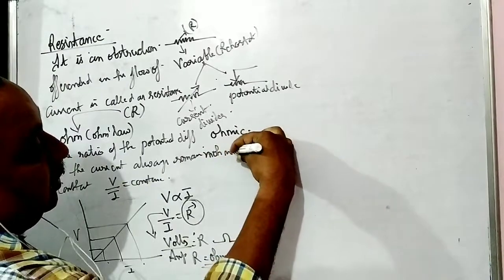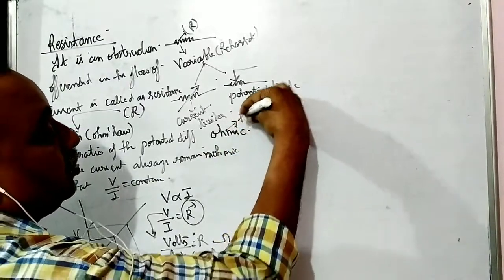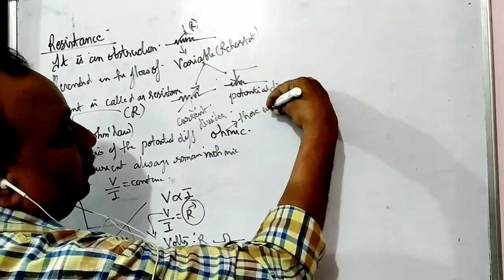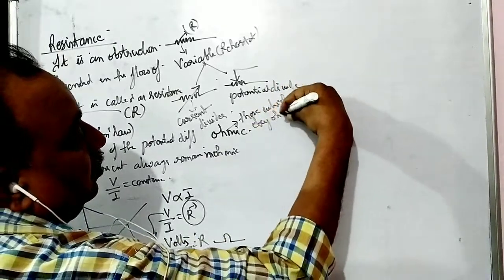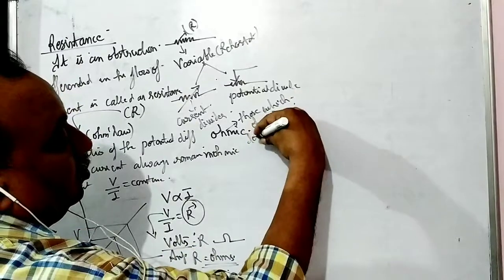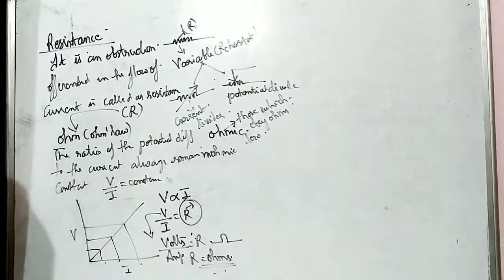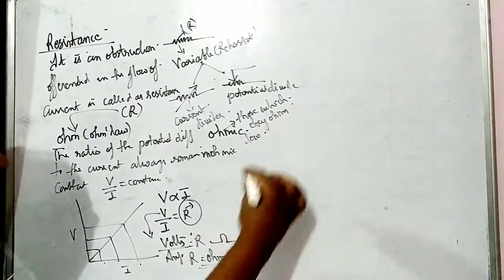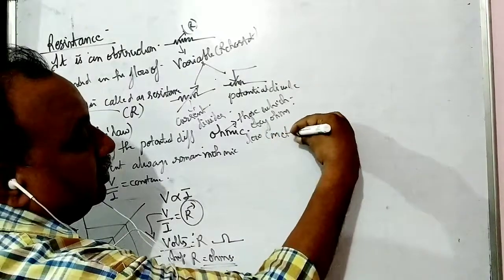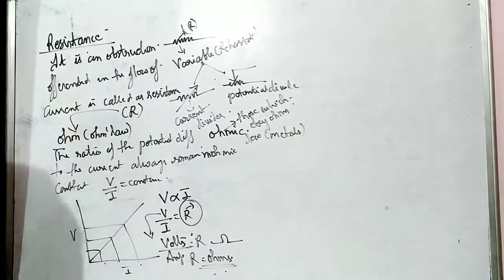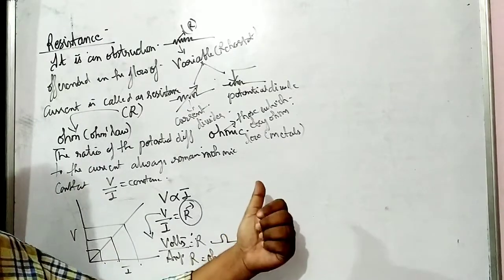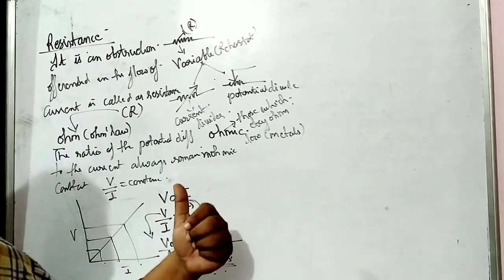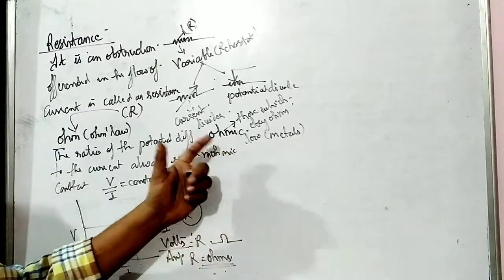Now what is an ohmic conductor? Those which obey Ohm's law are called ohmic conductors. It means all the metals which obey Ohm's law. If you increase the current, the potential will also increase. That means they are called ohmic conductors.